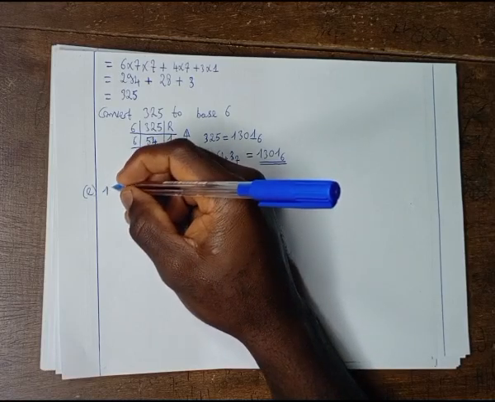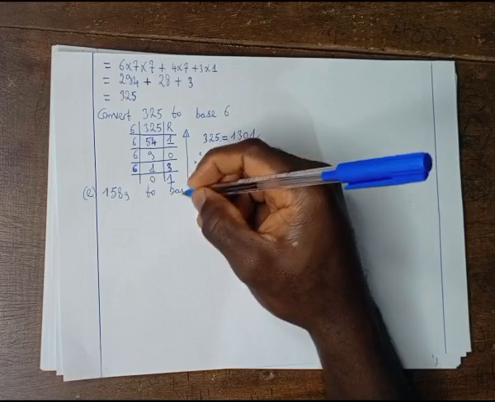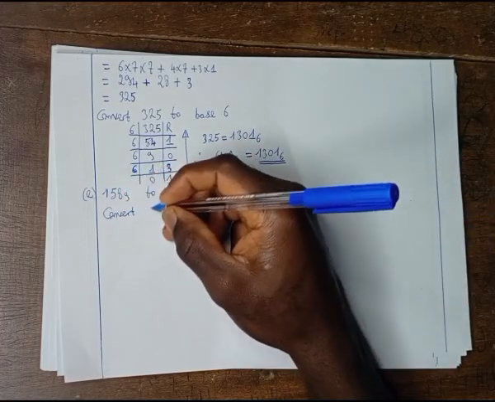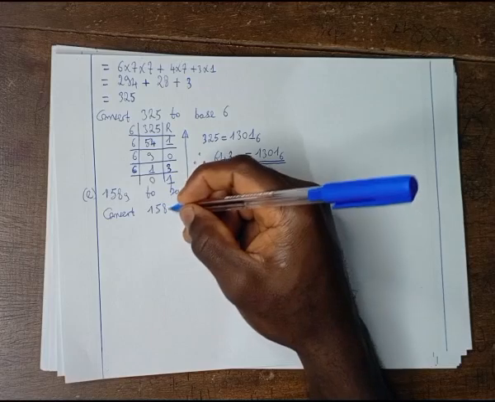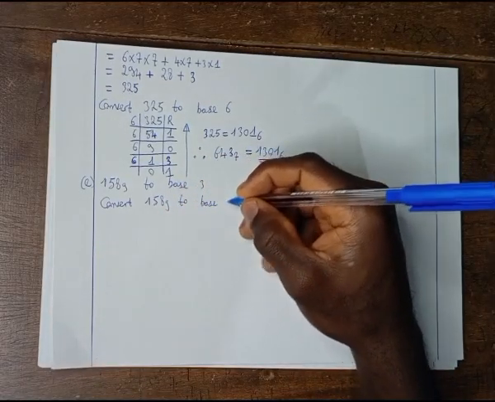Here we have 1 5 8 in base 9. Let's convert this number to base 3. First thing, we need to convert 1 5 8 in base 9 to a new base, which is base 10.